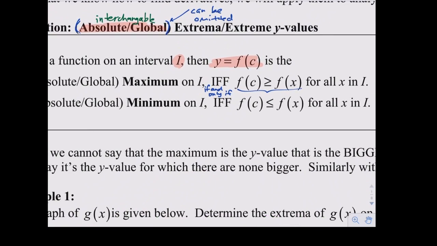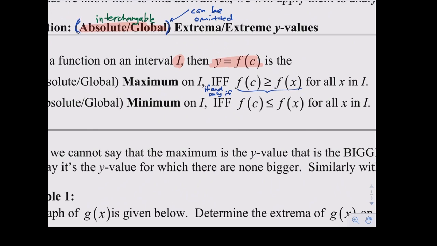So f of c is going to be called the maximum y value on the interval if and only if that y value is greater than or equal to all the other y values. Does that make sense? Another way to read that is, it's going to be the absolute maximum y value if there are no other y values greater than it. That's another way to say greater than or equal to.